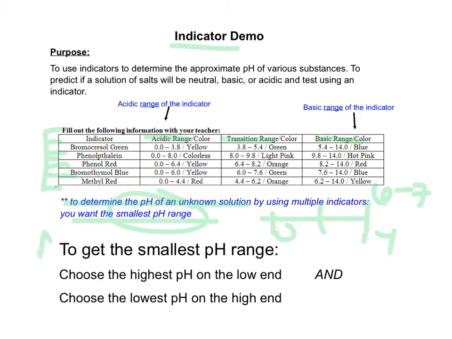So the gist of this, and this will make more sense on the next slide, is we're going to choose the highest pH on the low end and the lowest pH on the high end. That's what will allow you to have the smallest pH range.